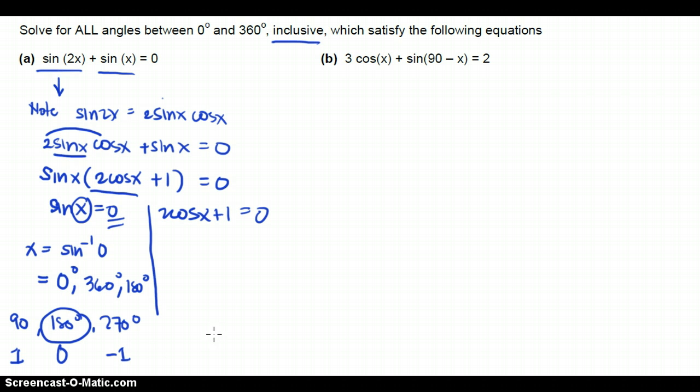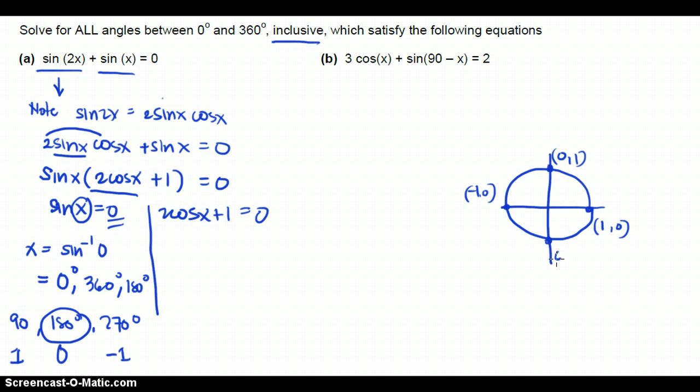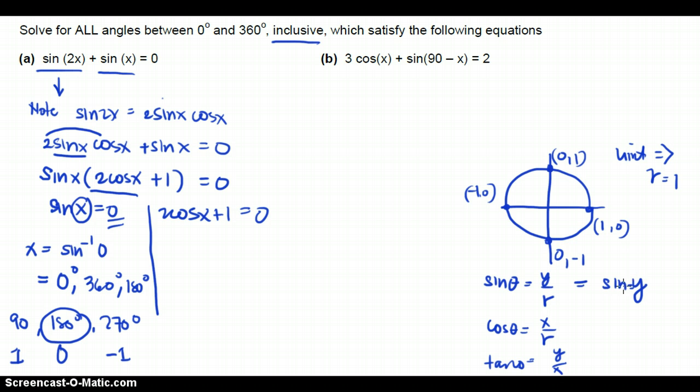If you will not use your calculator, another way is through the use of the unit circle, by labeling the points (1, 0), (0, 1), (negative 1, 0), and (0, negative 1), and using the formulas: sine theta is equal to y over r, cosine theta is equal to x over r, tangent theta is equal to y over x. Since this is a unit circle, the value of r is equal to 1. So sine theta is equal to y, cosine theta is equal to x because r is 1, and tangent theta is equal to y over x.